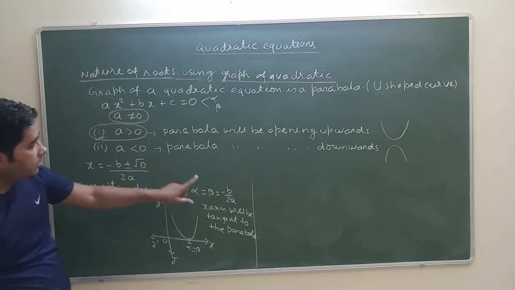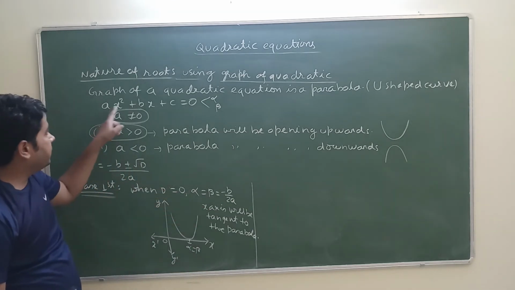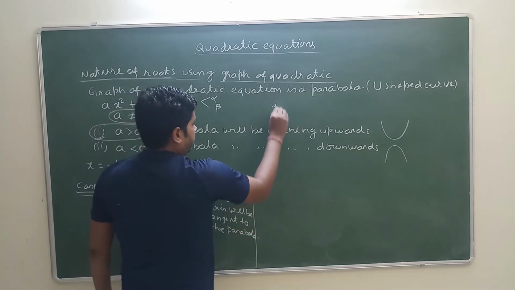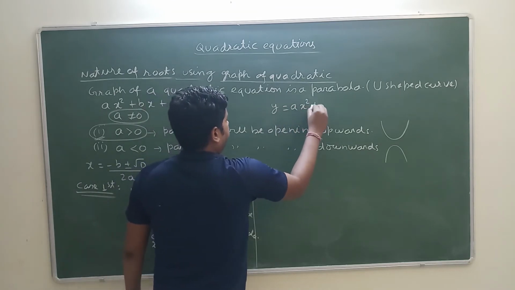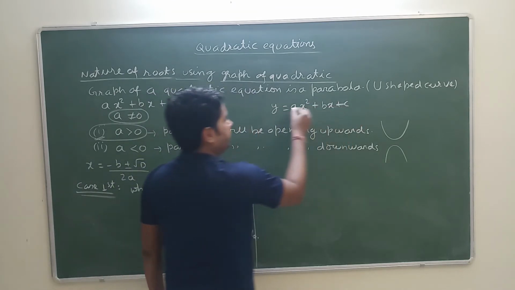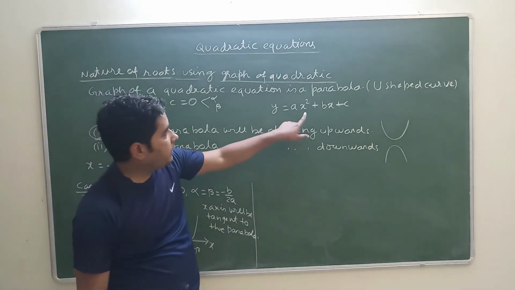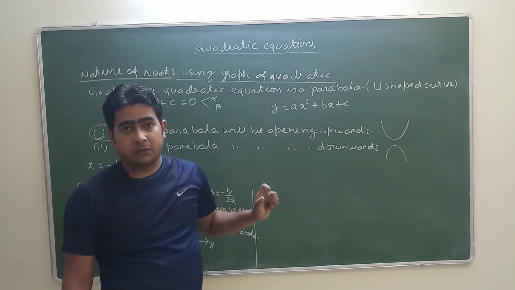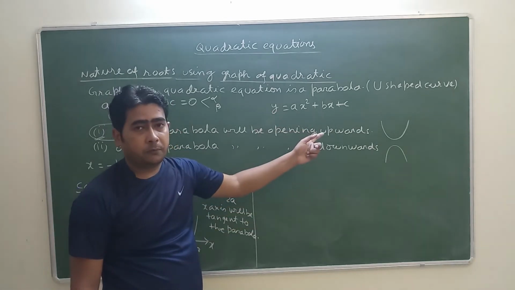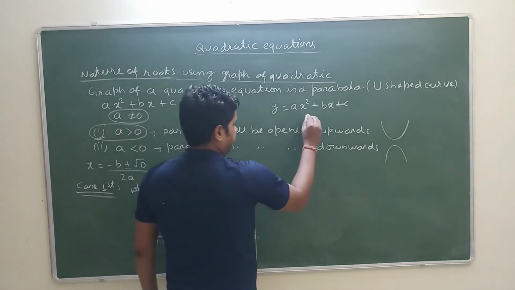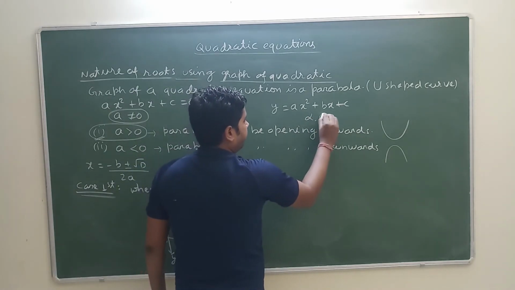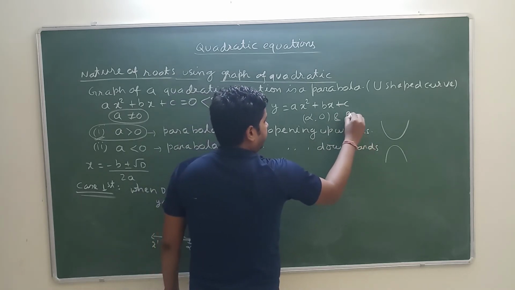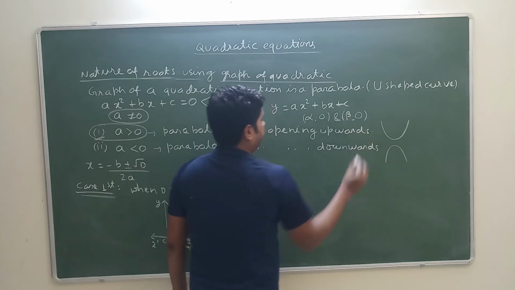In this particular situation, this is your alpha and beta, because alpha and beta are the values at which this equation is becoming 0. If you want to plot this, what you will do? You will assume ax square plus bx plus c is equal to y. Suppose you have kept x equal to alpha. Since alpha is a root of this equation, the value of y will be 0. Also at x equal to beta, the value of y will be 0.